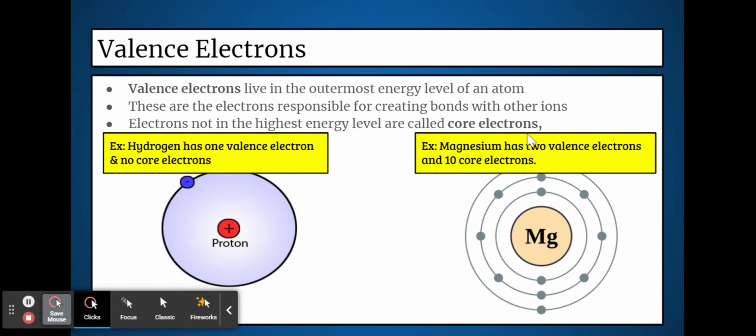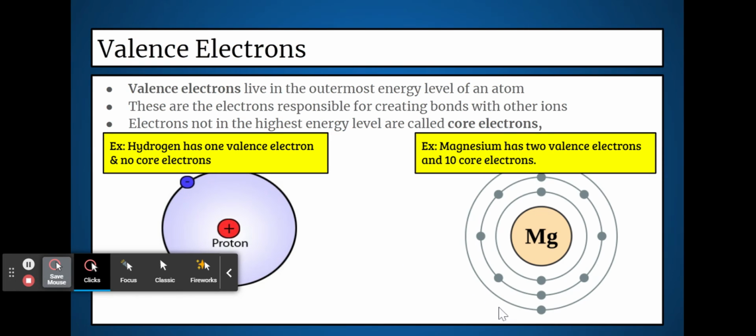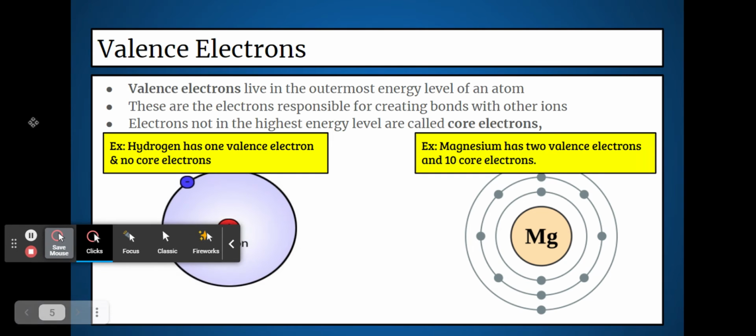Now here's magnesium again. And magnesium is going to have 2 valence electrons because we have 2 electrons that live in the outermost third energy level, that one that's going to be behind my notes here. So I have 2 valence electrons here, and everything else is on the inner energy levels of magnesium. So that means that there are 10 core electrons. The core electrons just basically hang out, don't do a lot of anything. The valence electrons are going to be what participates in ionic bonding. And those are the ones we really care about.